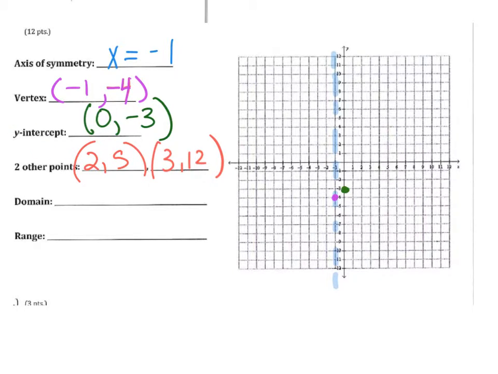Then we have 2, 5, which I am going to graph at 2, 5, and 3, 12, which is way up here. Now, in order to make my beautiful parabola, I got to make sure that I reflect these points that are on the right on the left. So this one is just 1 to the right, so I'm going to move 1 to the left. That would be here.